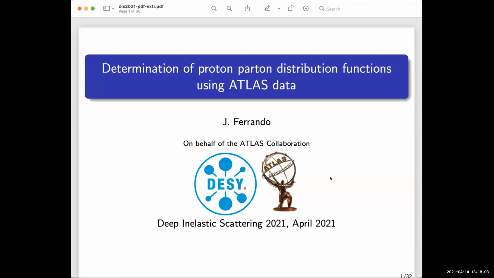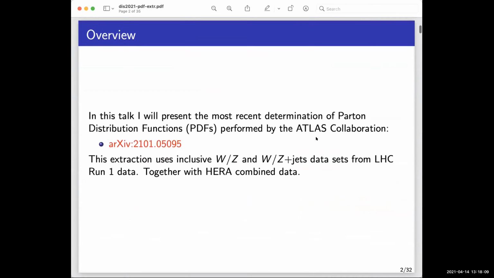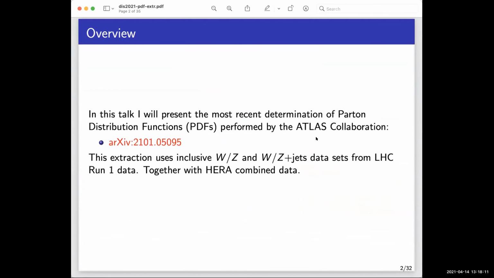Okay, great. Thanks. It's always a pleasure to speak at DIS and an honor to represent ATLAS, of course. In this talk, I will present the most recent determination of PDFs that we've done at ATLAS. It was just posted on arXiv in January, and this extraction uses inclusive W, Z and W, Z plus jets data sets from the LHC Run 1 data, together with HERA combined data.